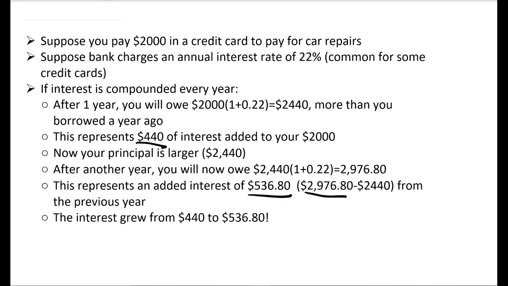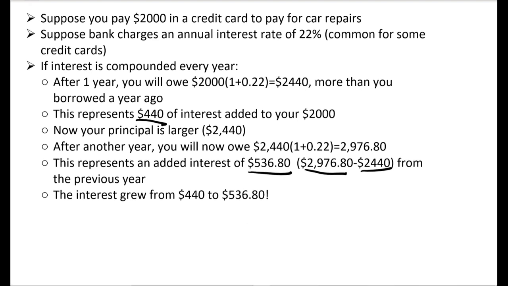And this is because 2,976 minus 2,440 gives us 536 from the previous year. Now the interest grew from 440 to 536. Why did it grow? Well, it grew because the principal got larger. And this is going to keep happening if you're not making payments on that credit card. Let's say you're not making payments on that credit card for that entire year, then you're going to owe 2,000 plus 440. And then if you're not making a payment after the second year, then you're going to owe $536 more, so 2,976, and so on. And this is going to compound and compound and compound. This is an example of compound interest.